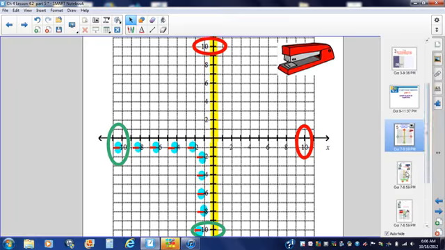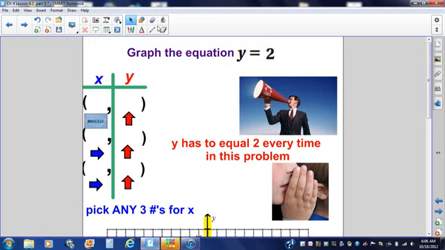Alrighty, train is moving. If you would, please write in your spiral. I want you to graph the equation y equals 2. Please copy that in your spiral. This problem is either screaming at you, y has to equal 2 every time in this problem. Or, if you're the more subtle type, this problem is whispering to you, y has to equal 2 every time in this problem. So whether you're the screamer or the whisperer, make yourself a T-chart.